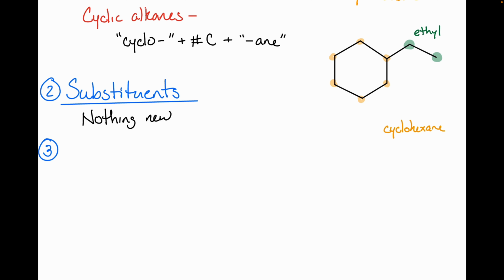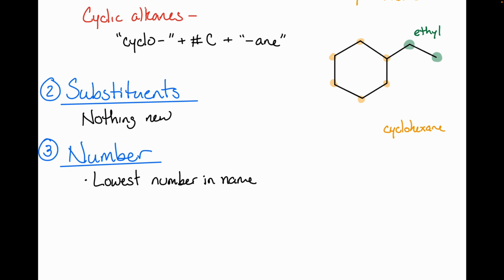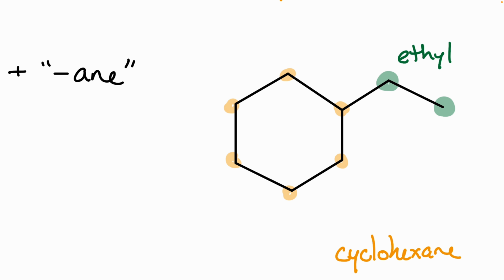And what was step 3 in our nomenclature? Number them, right? So now we've got to number our parent chain. And here there's actually nothing new either, but I am going to reiterate what those rules were. We want the lowest number in the name. And this is really what makes cyclic alkanes a little bit different than straight chain alkanes. For straight chain alkanes, there were only 2 ways that you could number it, from one end to the other or back the other way, right? For a cyclic alkane, I get to start wherever I want.